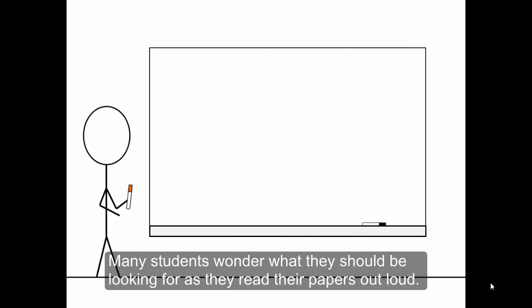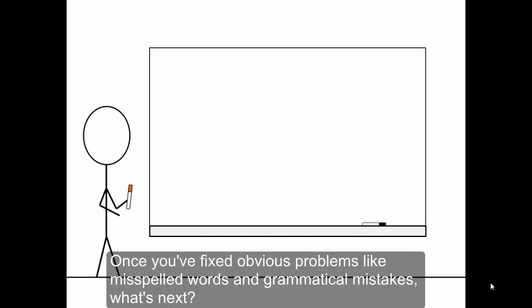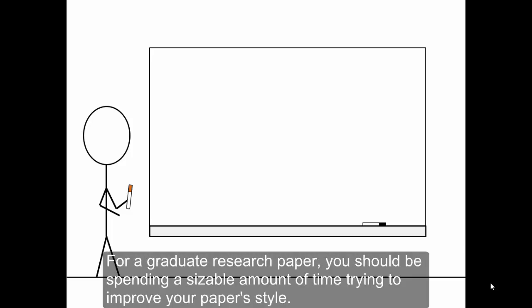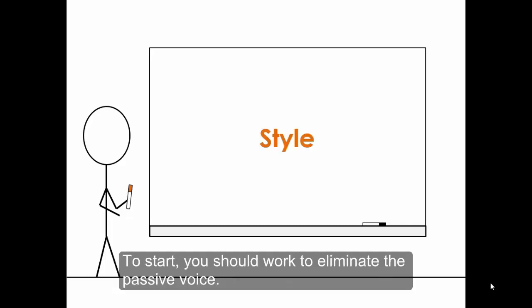Many students wonder what they should be looking for as they read their papers out loud. Once you've fixed obvious problems like misspelled words and grammatical mistakes, what's next? For a graduate research paper, you should be spending a sizable amount of time trying to improve your paper's style. To start, you should work to eliminate the passive voice.